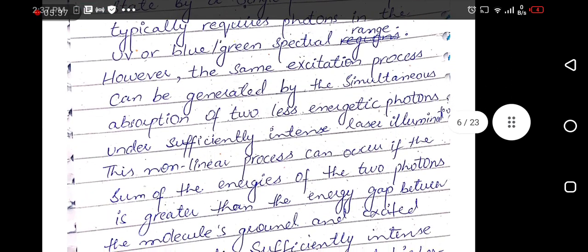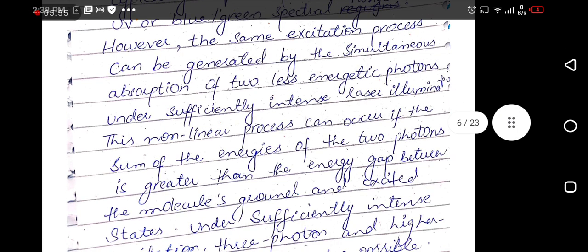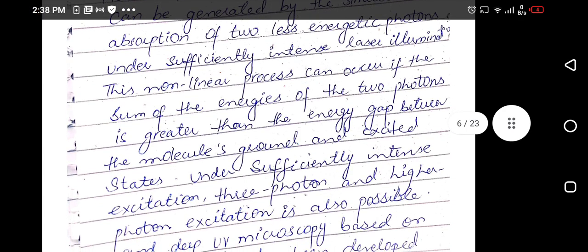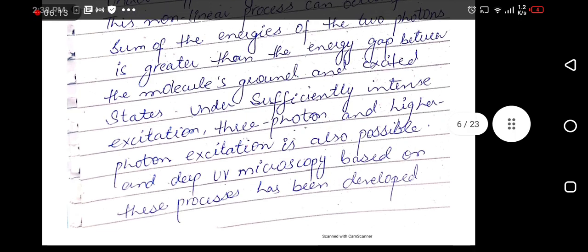However, the same excitation process can be generated by the simultaneous absorption of two less energetic photons under a sufficiently intense laser. This non-linear process is allowed if the sum of the energies of the two photons is greater than the energy gap between the molecule's ground and excited state. Under sufficiently intense excitation, 3-photon and higher photon excitation is also possible, and deep UV visible imaging based on this process can be developed.